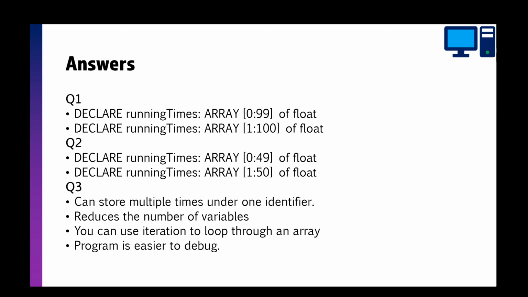To change that to 50 values, we declare running times array 0 to 49 or 1 to 50. And we use arrays because we can store multiple times under one identifier. We can reduce the number of variables instead of having time 1, time 2, time 3, time 50. We can also use iteration to loop through an array, and the program is easier to debug because we've only got one data structure we need to look at.